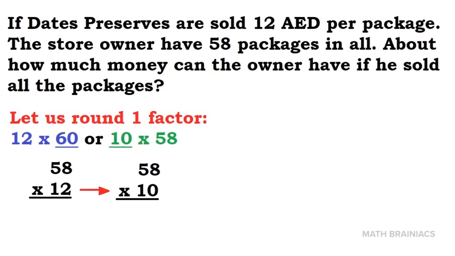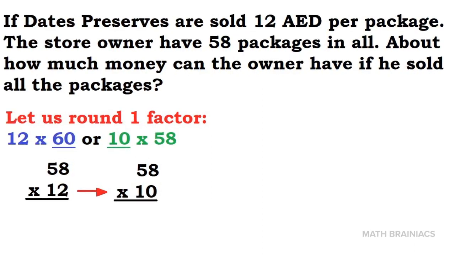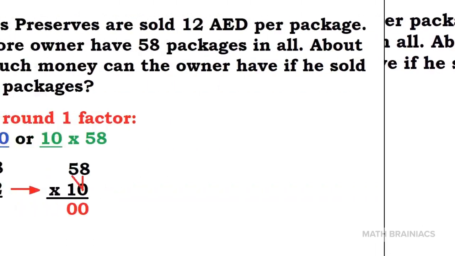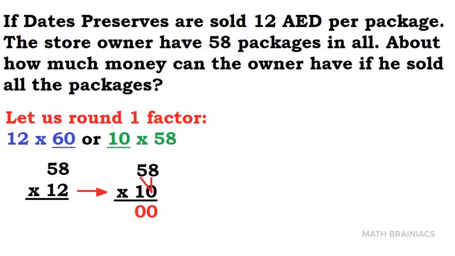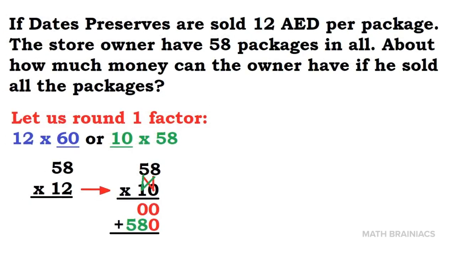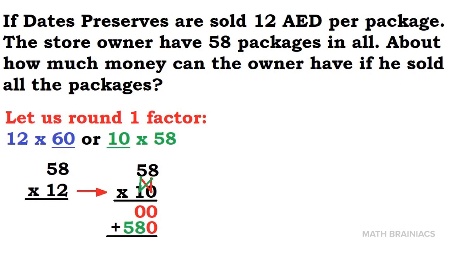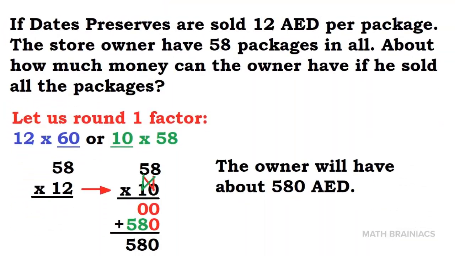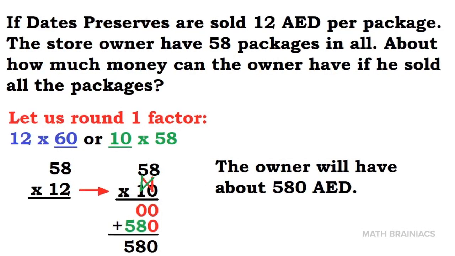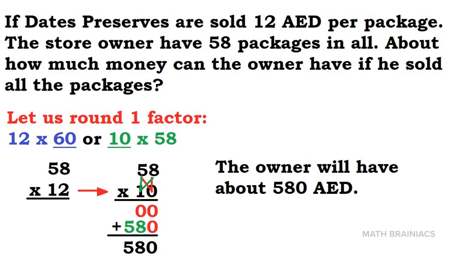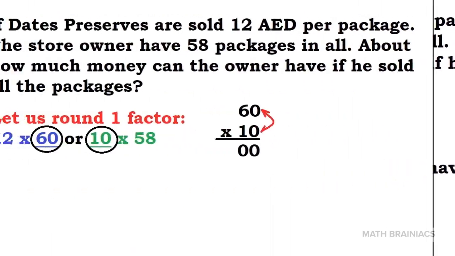Let us start with 58 by 12. Rounding off 12 into 10, we're going to multiply 58 times 10. 0 times 8 is 0 and 0 times 5 is 0. Moving on to the tens place, 1 times 8 is 8 and 1 times 5 is 5. Accordingly, 58 times 10 is 580. Therefore, the store owner will have about 580 dirhams.